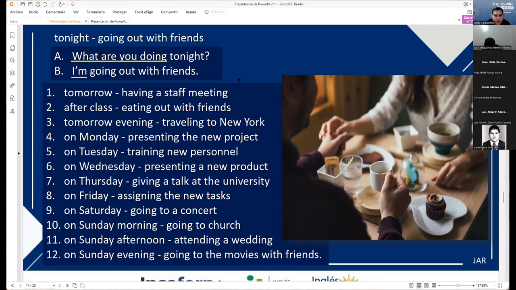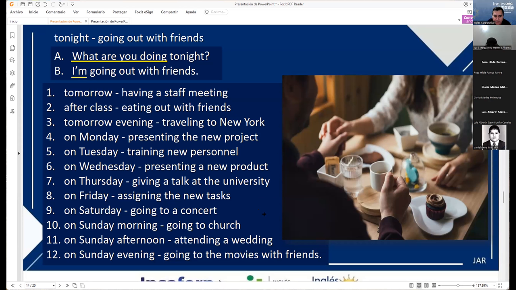I'm going out with friends. I'm having a staff meeting. I'm eating out with friends. I'm traveling to New York. I'm presenting the new project. I'm training new personnel. I'm presenting a new product. I'm giving a talk at the university. I'm assigning the new tasks.